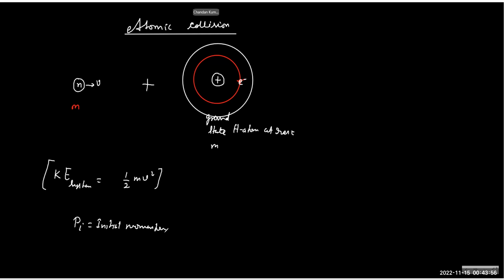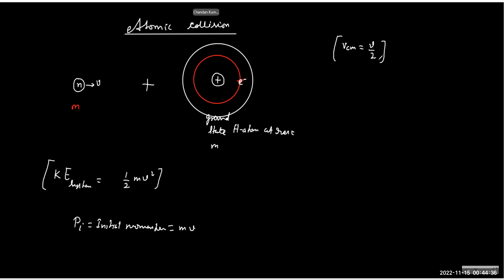So we can solve in two ways. One is the direct, the scratch method, or there is the CM frame method. So initial momentum is how much? mv. Okay, very good. So what is the velocity of center of mass here? Tell me, guys. How much? V/2. Correct, it's V/2.